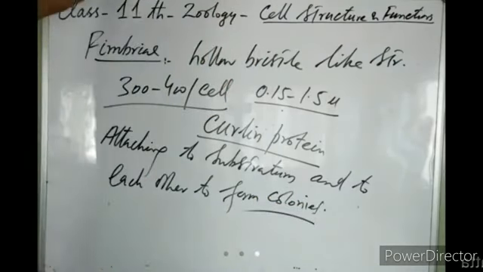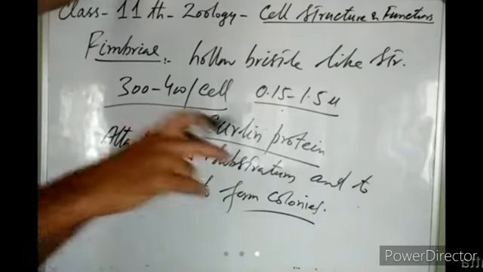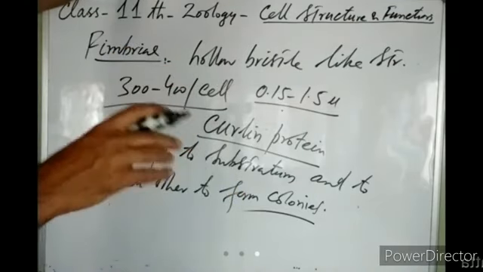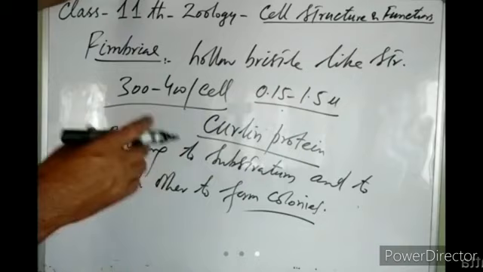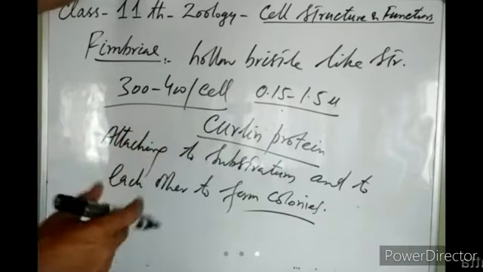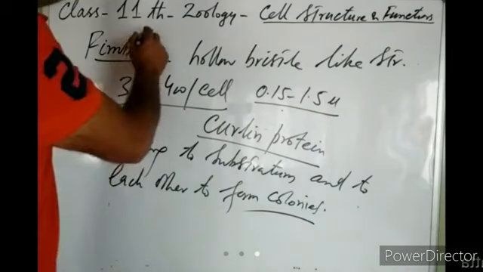So they serve as anchorages. They help the bacteria to attach to the substratum, and they also help the bacteria to get attached to each other, so that bacteria accumulate at a single place in large numbers to form bacterial colonies. So that is the function of fimbriae.